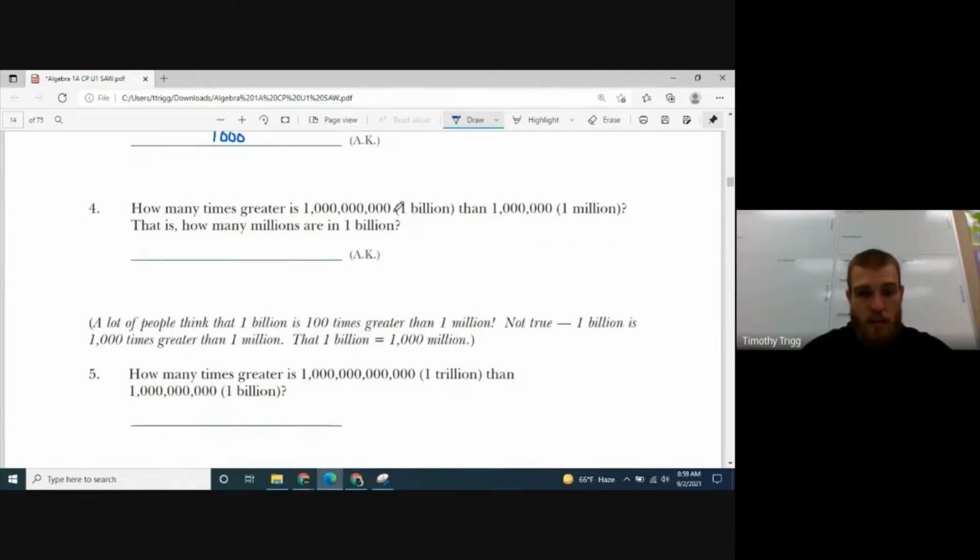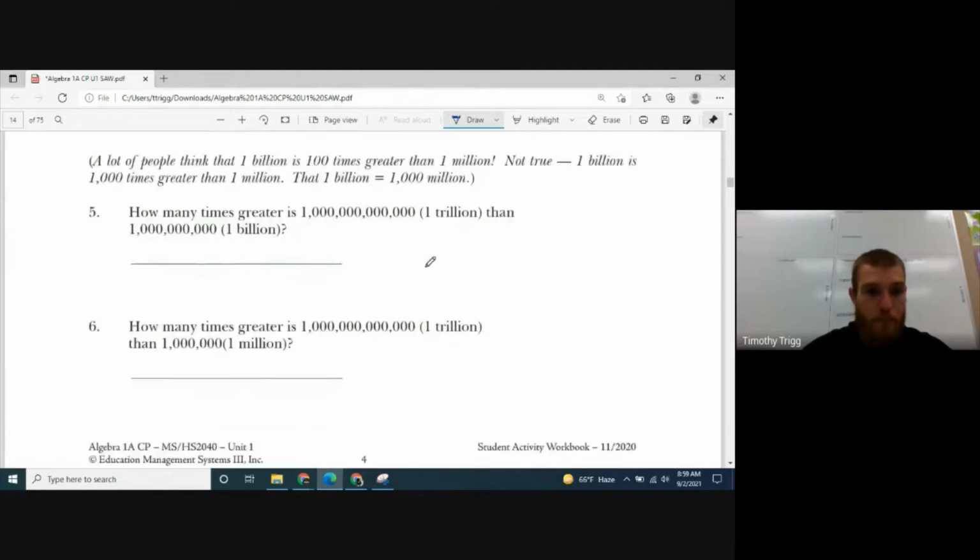Similarly here, see if you could figure this one out. How many times greater is 1,000,000,000,000 than 1,000,000,000? Figure out how many zeros are added there, and that'll tell you what to multiply by.